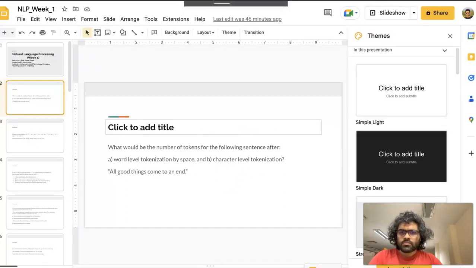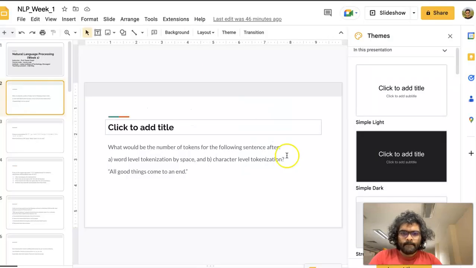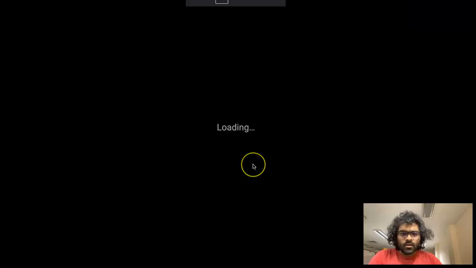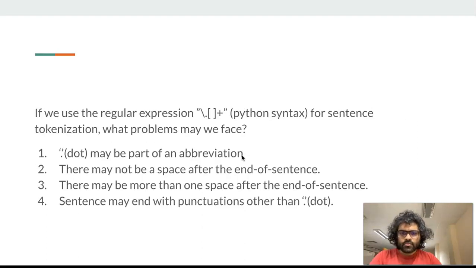Those who are writing 31, the answer will be 31. Okay, so this is the answer. For character tokenization it will be 31, and for word tokenization it will be 7. I don't think anyone has any doubt about this. If anyone has any doubt, they can ask, or else I can go forward. Okay, so I'm moving to the second question.